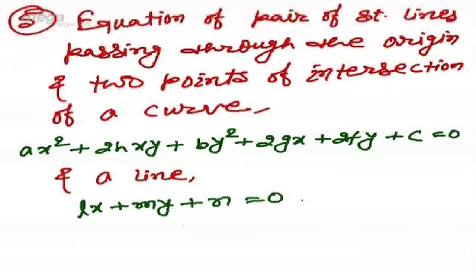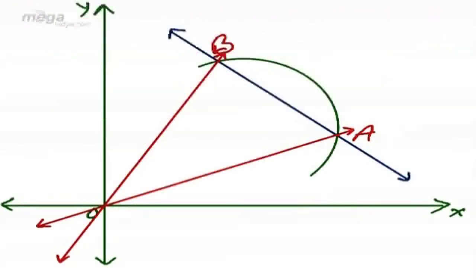Solve these two equations simultaneously and you will get two values of x and two values of y, that is, one is the coordinate of A and one is the coordinate of B. Now once you get the coordinate of A, you have the coordinate of O also. By using the two points form, you can find the equation of OA. Similarly, by using the two points form, you can find the equation of OB. And when you multiply these two equations, you will get the combined equation of the pair of straight lines OA and OB.